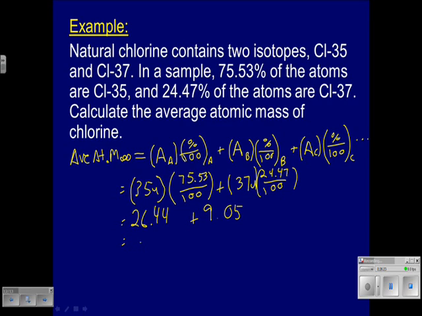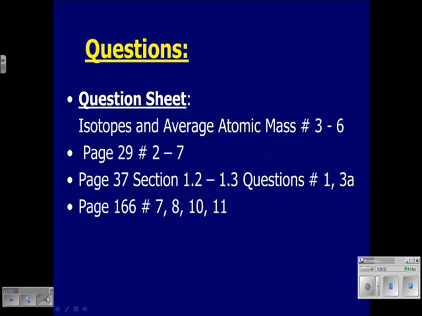Add them together, 26.44 plus 9.05, and I get 35.49 u. And that's the number we see on the periodic table. The number we see on the periodic table is the weighted average of all of the isotopes added together. All right? And so that's how you determine the average atomic mass. And you can now finish off the worksheet and do some textbook questions.